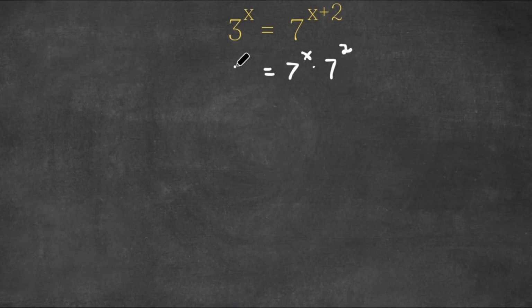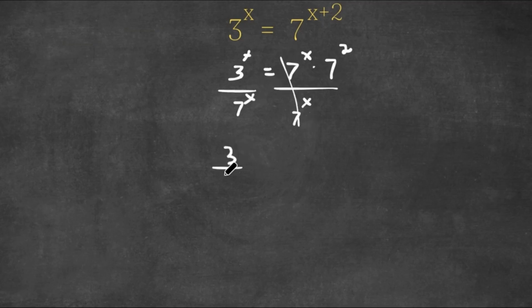So now we have 3 to the power of x is equal to 7 to the power of x times 7 squared. Now I'm going to divide both sides by 7 to the power of x. So now these two cancel out, and I'm left with 3 over 7 to the power of x is equal to 7 squared, which is 49.